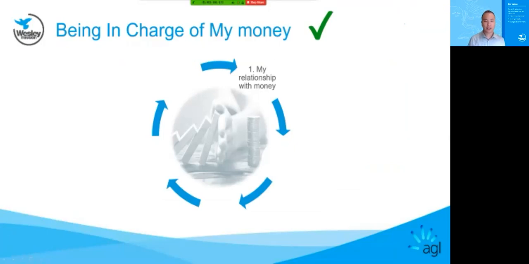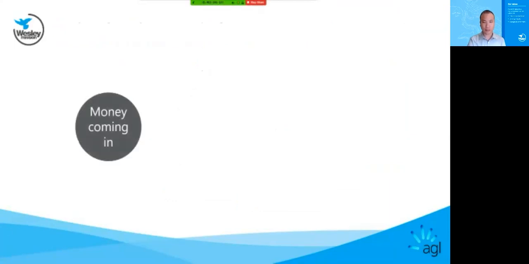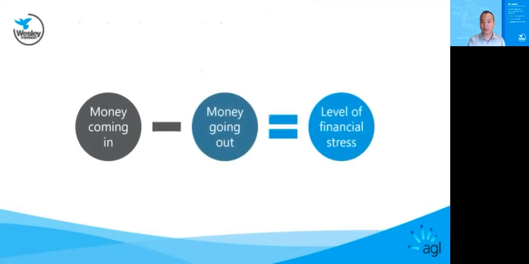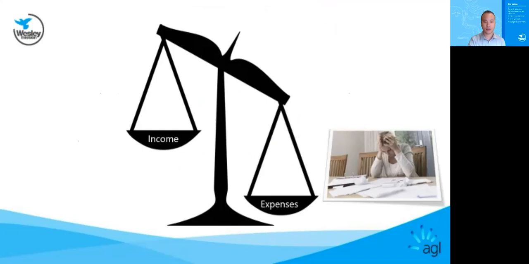So now we understand that there's a relationship that you have with money and it impacts your spend. I want us to think about having balanced scales. Balanced scales are all about how much money is coming in minus how much is going out equals the level of your financial stress. This is where we think about ourselves and others who live beyond our means. And this is what it looks like to live beyond your means, to have more expenses than the income that comes in.